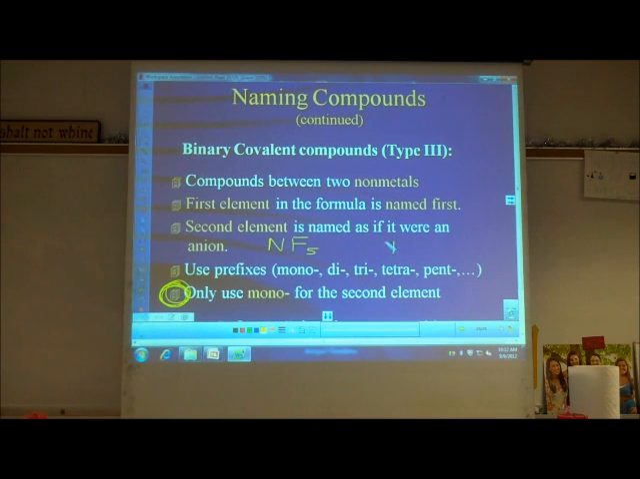Okay? What about this? And I'm just making these up. These are probably compounds that don't exist. That's awesome. Let's make them. Triphosphorus monochloride. That's the only time you use mono, if it's for the second element.